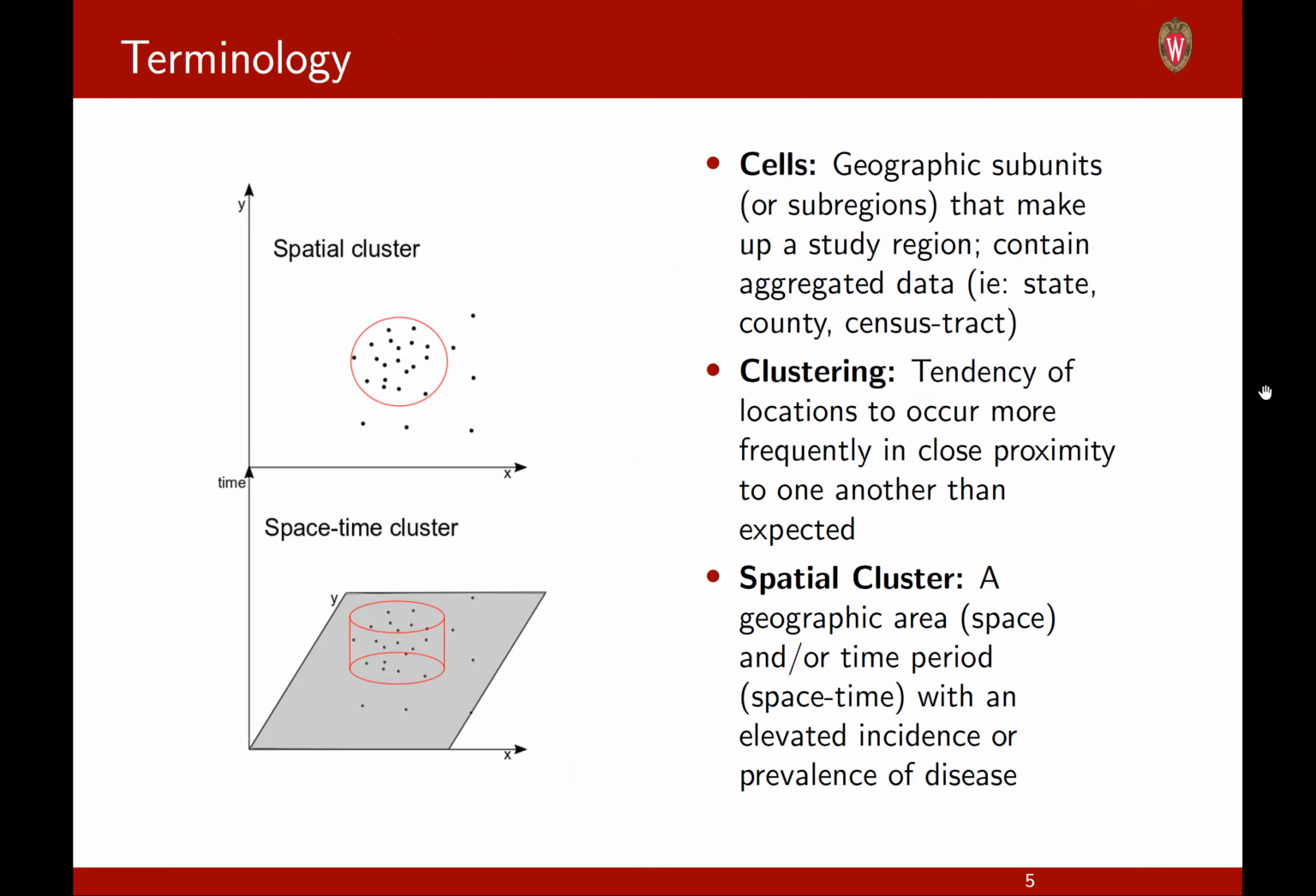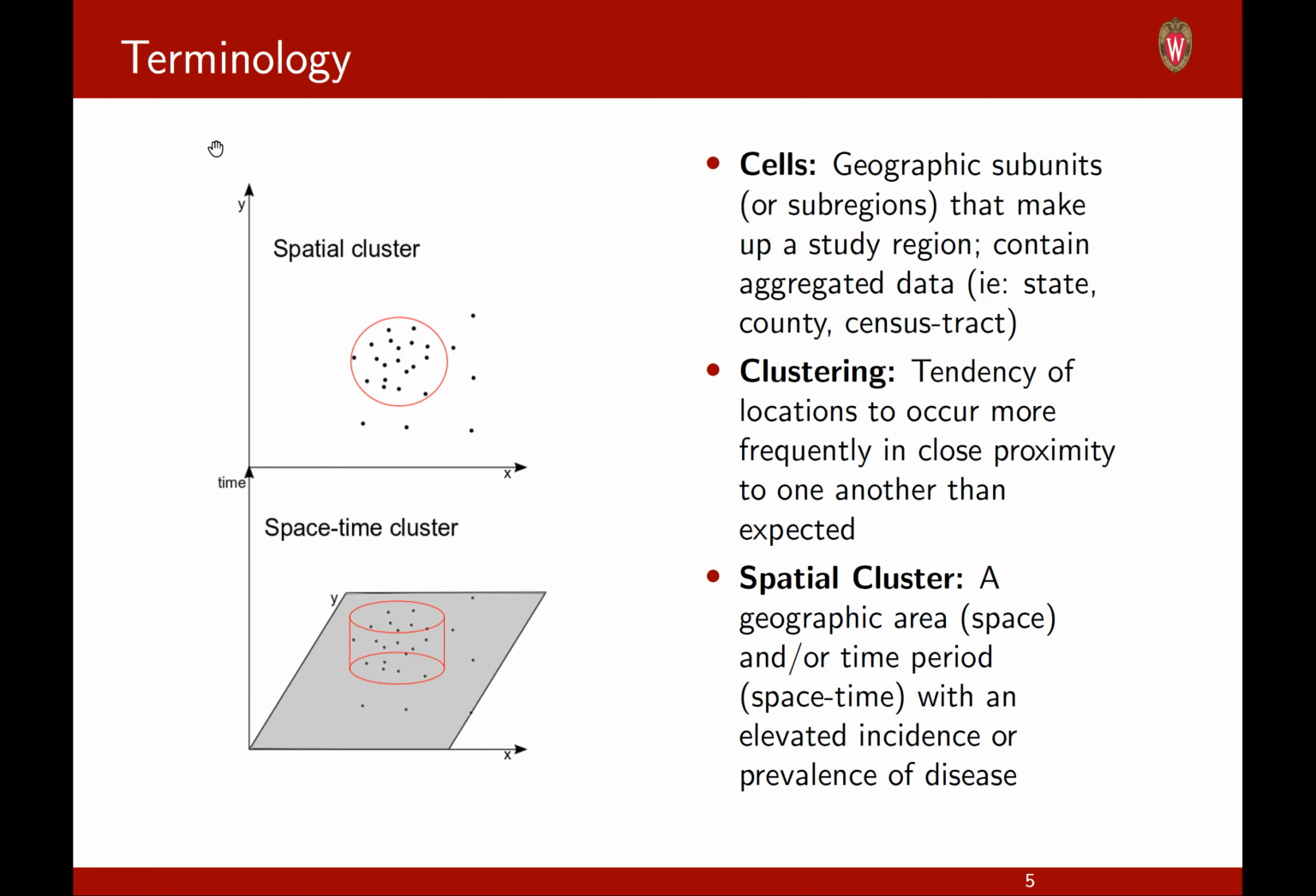I'm going to define clustering as the tendency of locations to occur more frequently in close proximity than expected. And I'm going to define a spatial cluster to be a geographic area and/or time period with an elevated incidence or prevalence of disease.